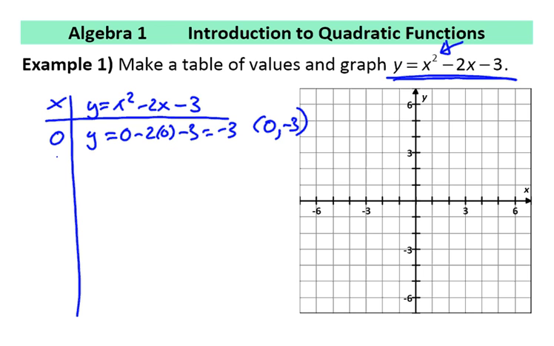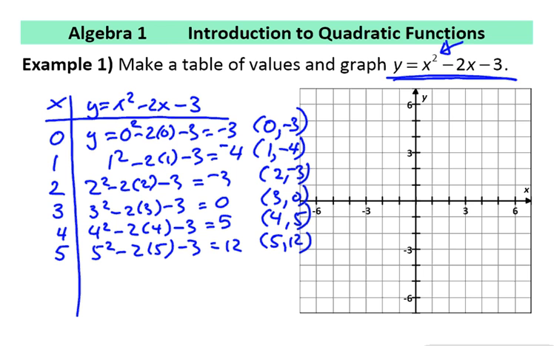Then I'll repeat for 1. So y is going to be equal to 1 squared, just going to square right there. 1 squared minus 2 times 1 minus 3 is equal to, that's 1, minus 2 is negative 1, minus 3 is negative 4. So that's going to give me the point 1, negative 4. Now I'm going to repeat this. I'm going to plug in a 2, a 3, a 4, and a 5. So I'm going to stop this for a minute. You try it and then turn it back on.